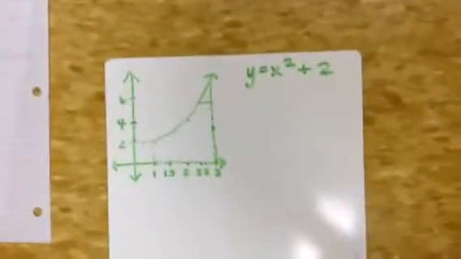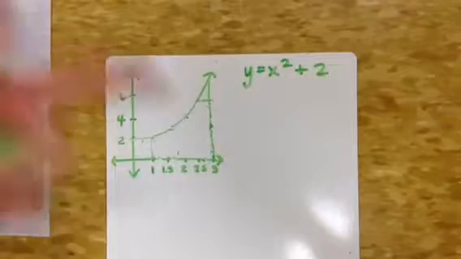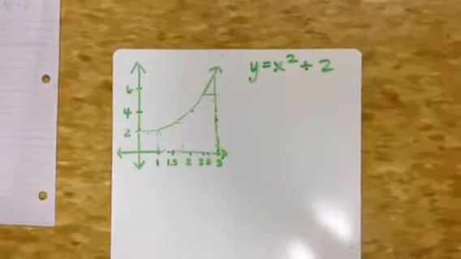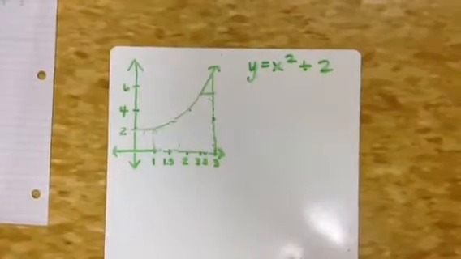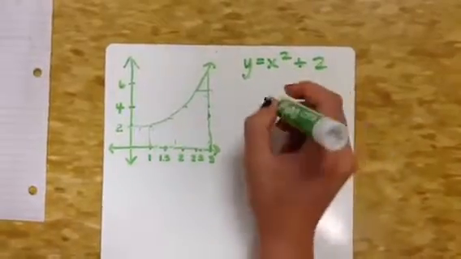Today we're going to be learning about area approximation using rectangles. Okay, so the function we're using is y equals x squared plus 2, which is right there. We're going to use 4 rectangles on the interval 1 to 3.